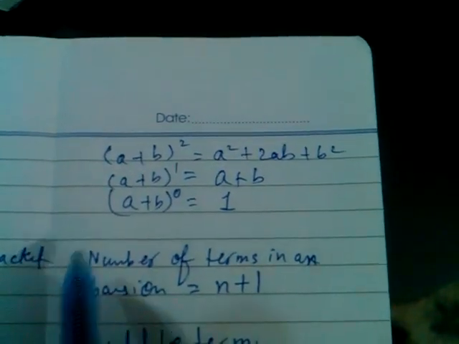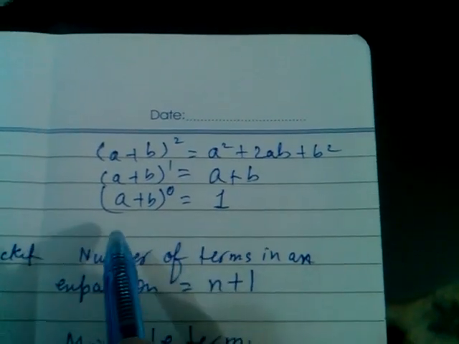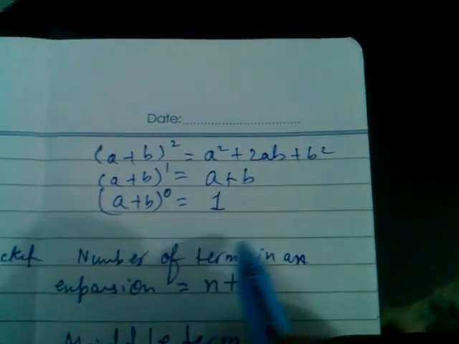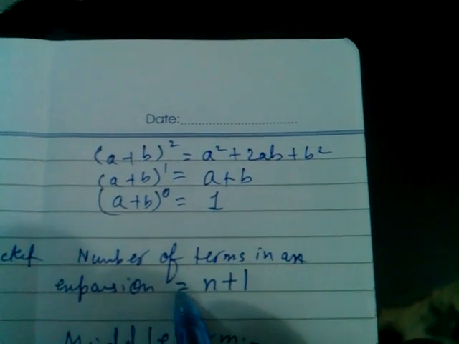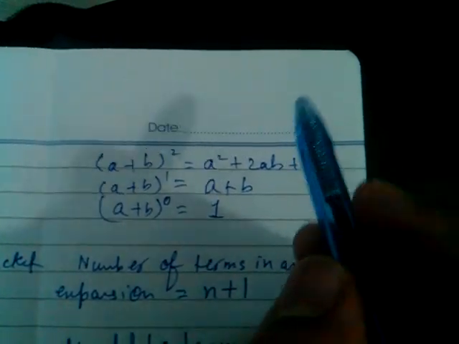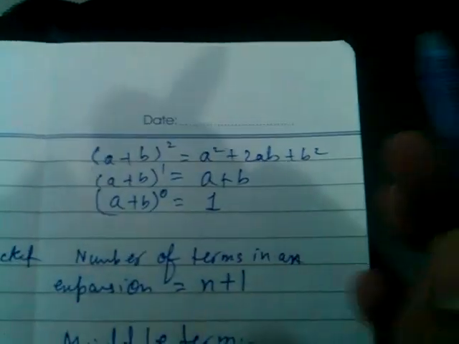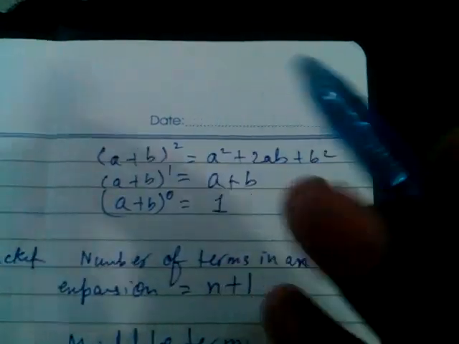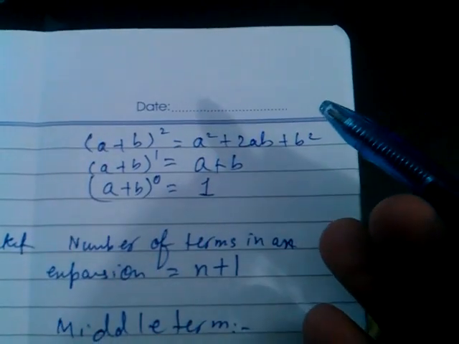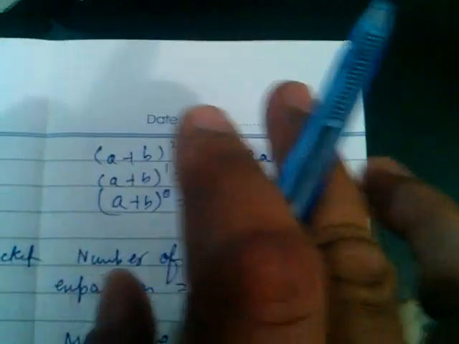It means whenever I am going to do any expansion of a bracket with some whole power n, the number of terms in the expansion is always n plus 1. If whole power is 16, the number of terms after expansion will be 17. If n equals 18, the number of terms will be 19. So this thing you have to remember.